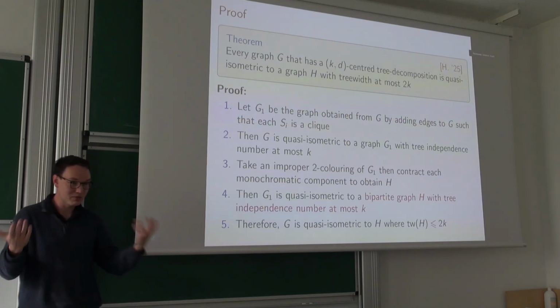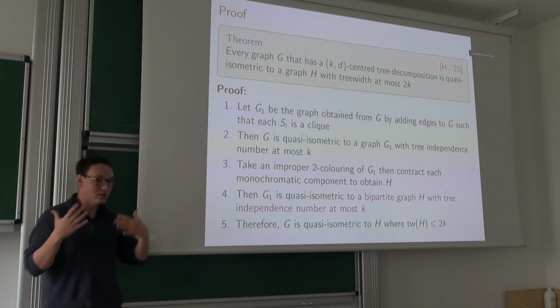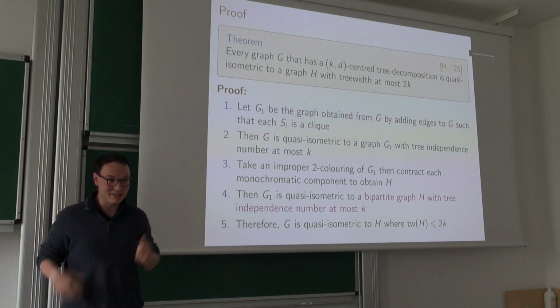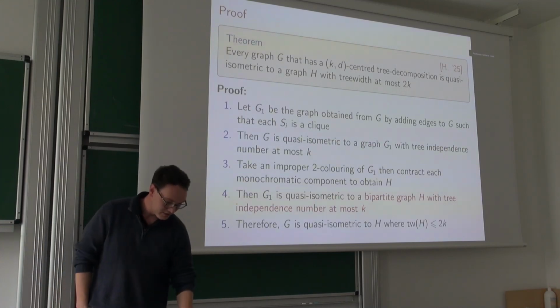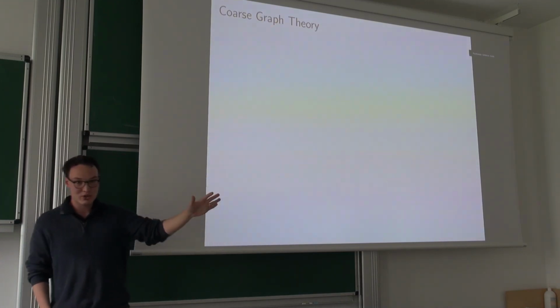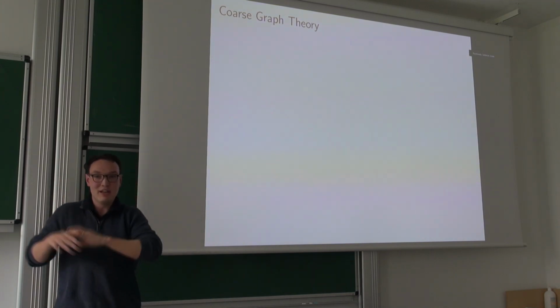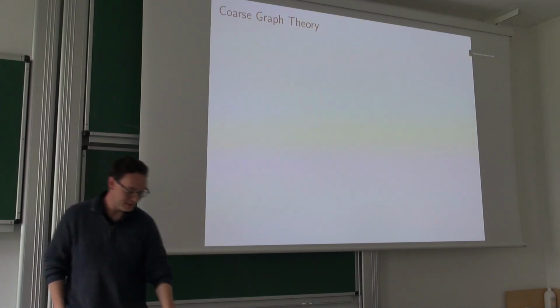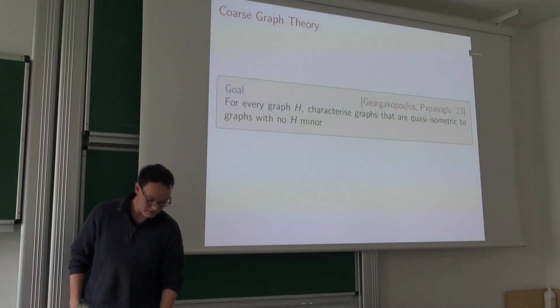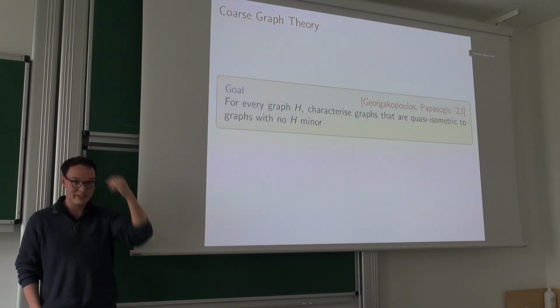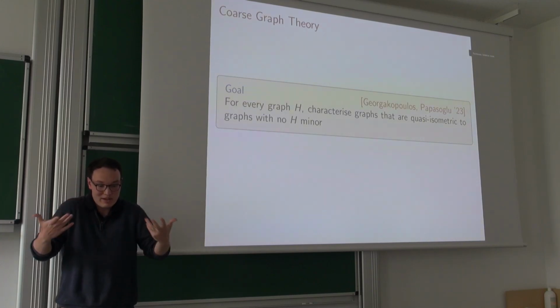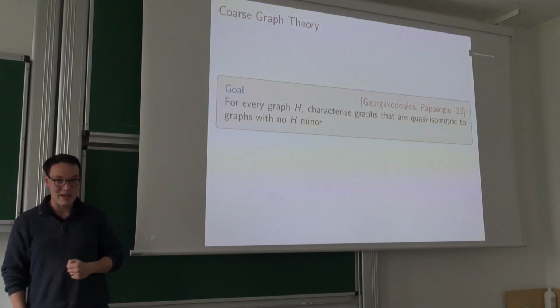Okay, so this is some good news for the tree width analog in coarse graph theory and looking at coarse tree width. So now going to be moving away from tree width and thinking more about more general graphs, excluding them as a minor. So, okay, what is the goal of coarse graph theory? We want to show for every graph H, we want to characterize graphs that are quasi-isometric to a graph with no H minor.